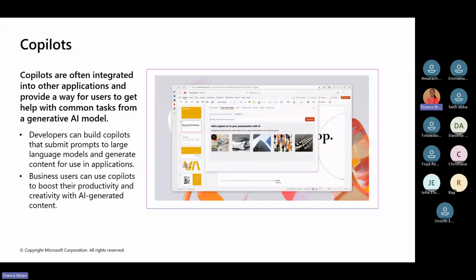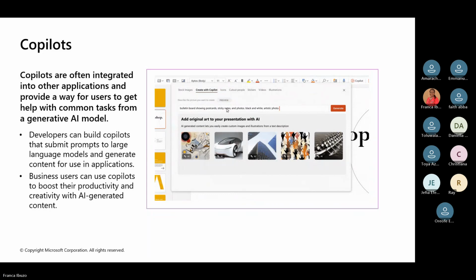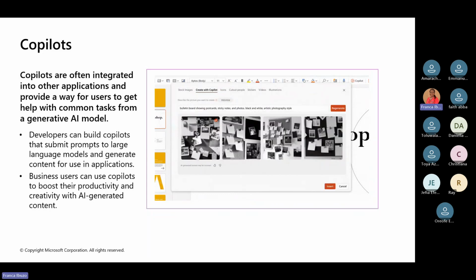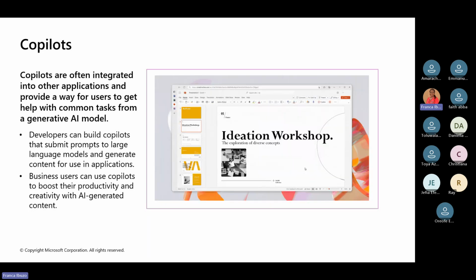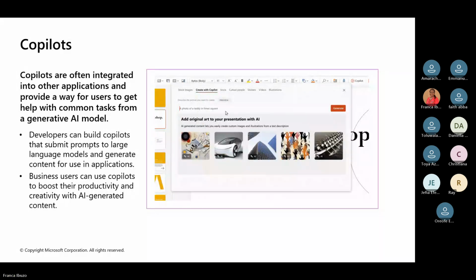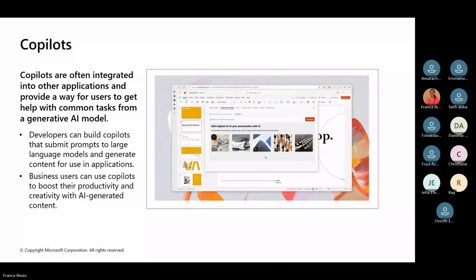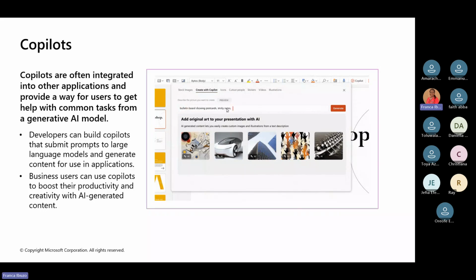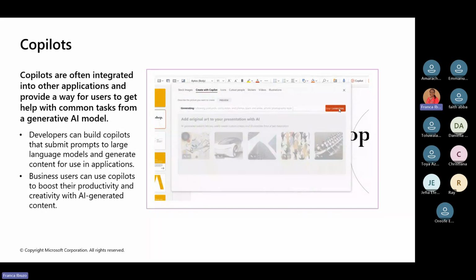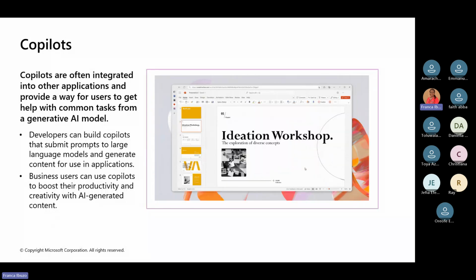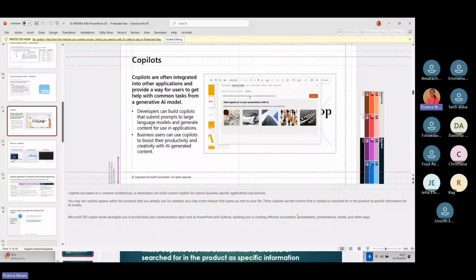Copilot in Edge. Has anybody used it? It's just like your ChatGPT. So Copilot in Edge is like a Microsoft ChatGPT. Has anybody used that before? So once you put your prompts there, it generates whatever you have. So business users can use co-pilots to boost their productivity and creativity with AI-generated content.